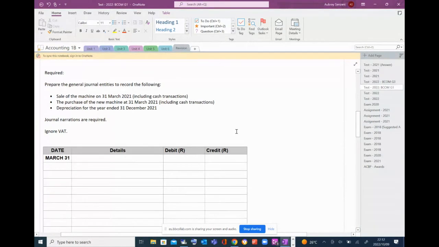They said: prepare the general journal entries to record the following. The sale of the machine on 31 March 2021, including cash transactions. Then the purchase of the new machine on that very same date, including cash transactions. And finally, depreciation for the year ended 31 December 2021. So if we read our question, it communicated the following.